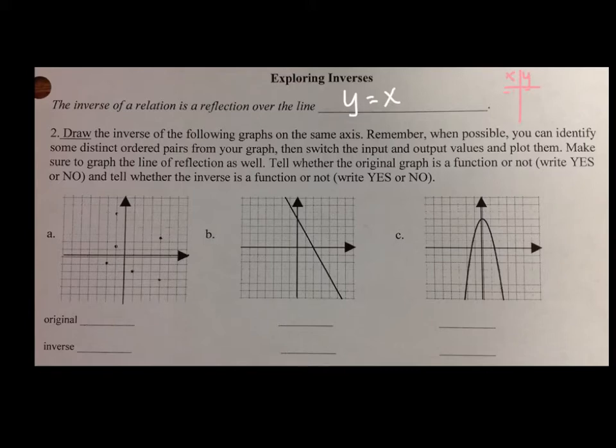And if I plug -1 in, I get -1. If I plug 0 in, I get 0. If I plug 1 in, I get 1. The parent function of lines will look like this. Okay, so I'm going to flip these points over the line y equals x.